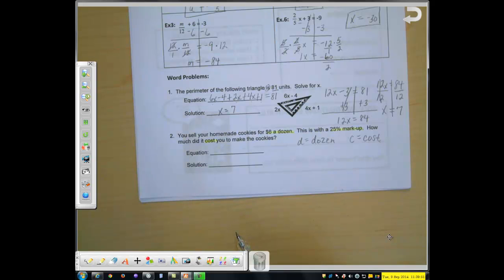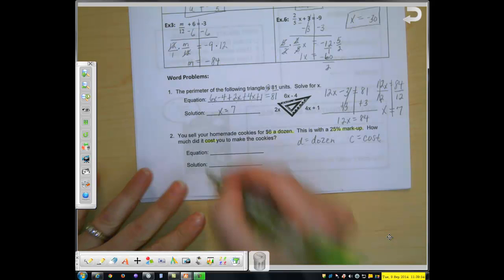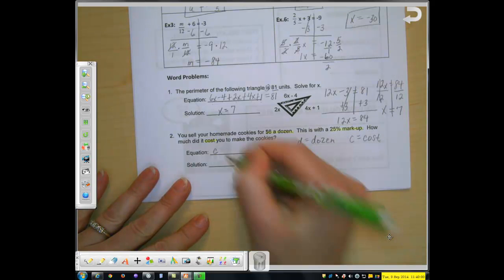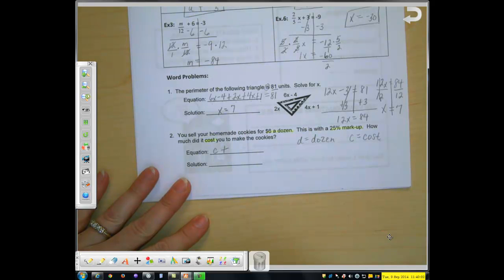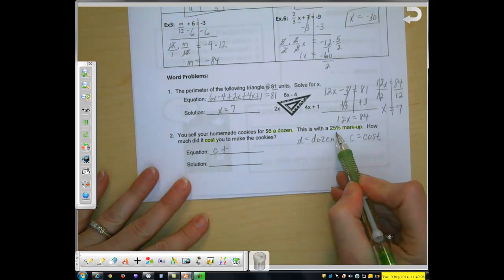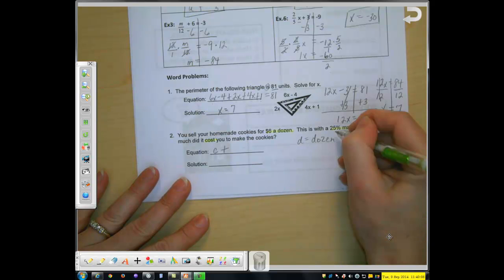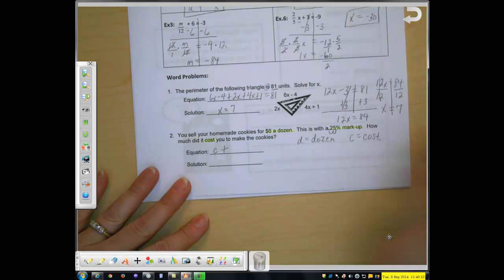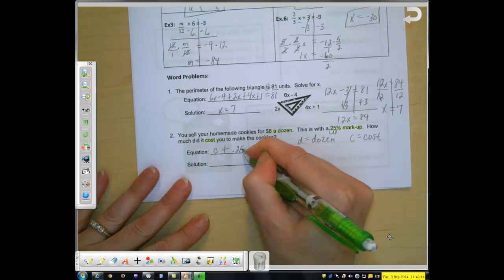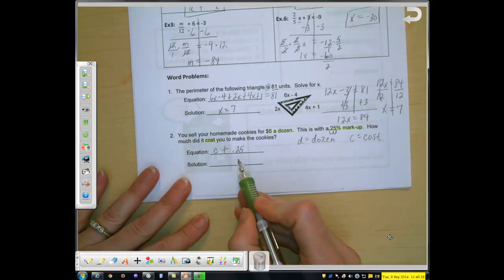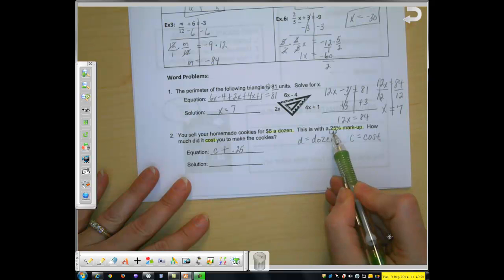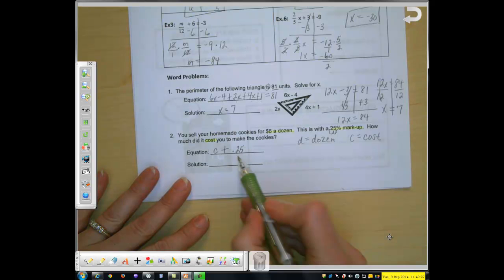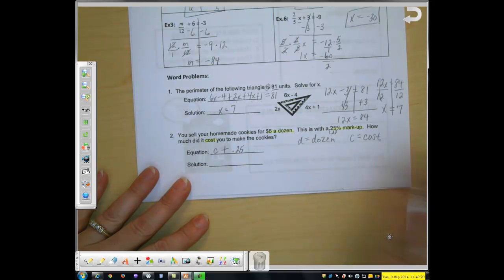So let's start to write our equation. So we have the cost of making the cookies, and then we are going to mark up that cost. So that means that we're going to add to it. And how much are we going to add to it? We're going to add 25%. So first we need to change that 25% to a decimal by moving the decimal point 2 places to the left. Now, are we going to mark up the price by 25 cents? No, it says that we're going to mark it up by 25%. So 25% of what? 25% of the cost of making the cookies.